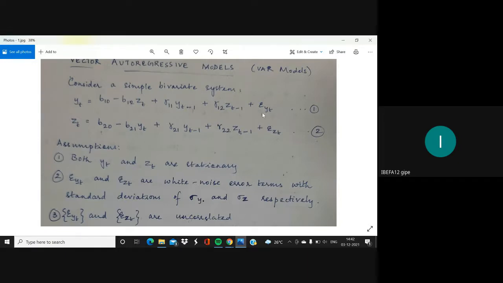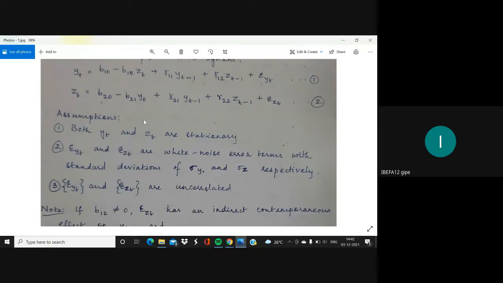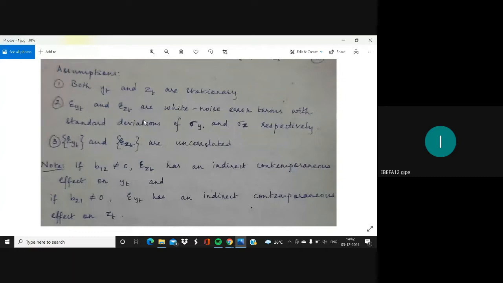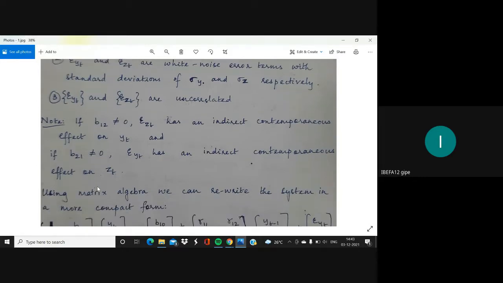So similarly, epsilon yt will have an indirect contemporaneous effect on zt. So it will affect zt in the same time period, but only indirectly. This has been stated in this note: if B12 is not equal to 0, then epsilon zt has an indirect contemporaneous effect on yt, and if B21 is not equal to 0, epsilon yt has an indirect contemporaneous effect on zt.